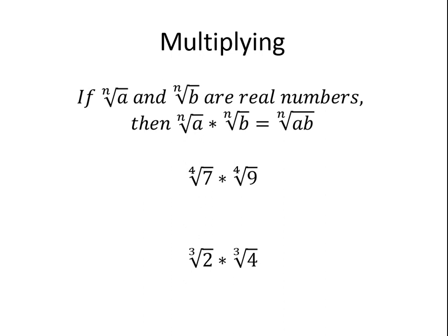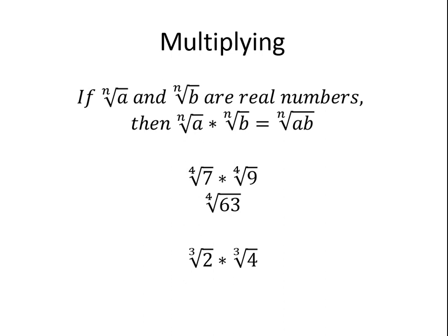So looking at this, we've got the fourth root of 7 times the fourth root of 9. All we're going to do is multiply 7 times 9, and that gets you the fourth root of 63. Now this does not break down, so it doesn't simplify anymore. Now we look at the second one.